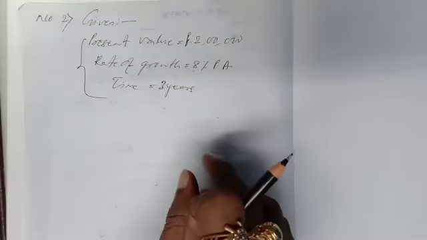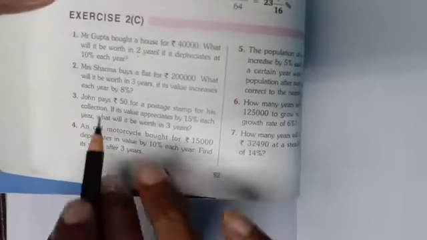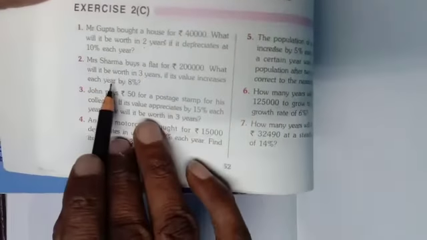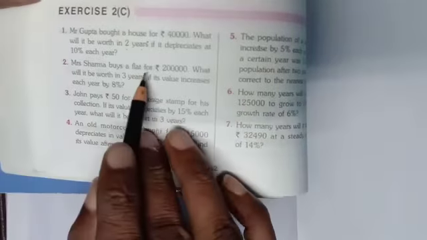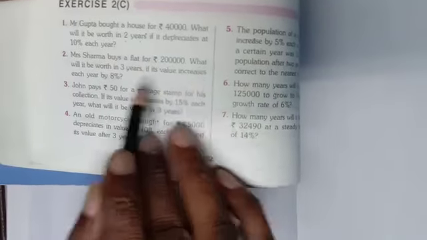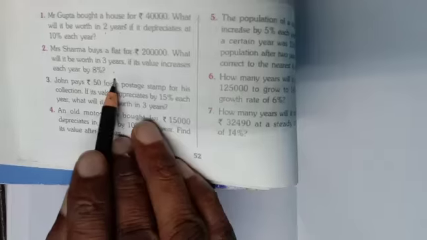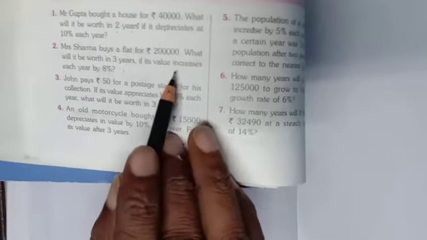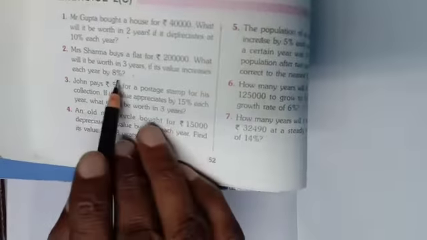Let us go to question number 2. What is given, just to see. Question number 2, it is given. Mrs. Sharma buys a flat for 2 lakhs. What will be its worth in 3 years? Means what will be the value after 3 years if its value increases, means growth, each year by 8%.